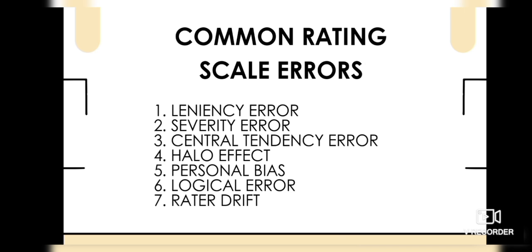And the last one, rater drift. It occurs when raters whose ratings originally agreed begin to redefine the rubrics for themselves. And that's all the common rating scale errors that we need to avoid.